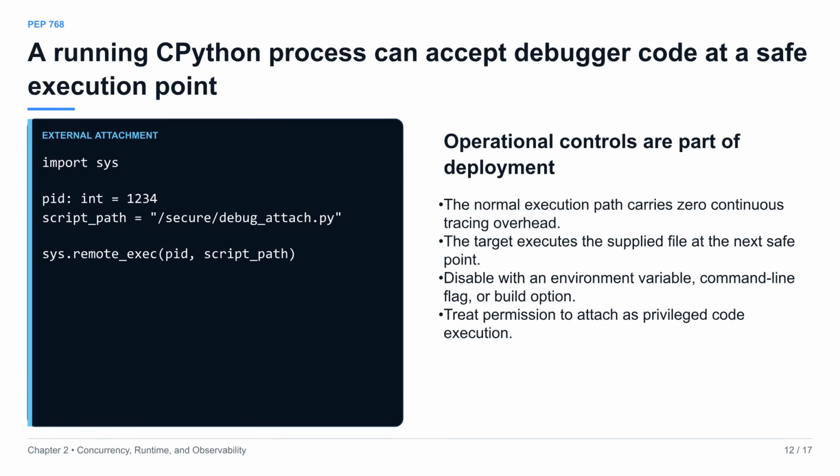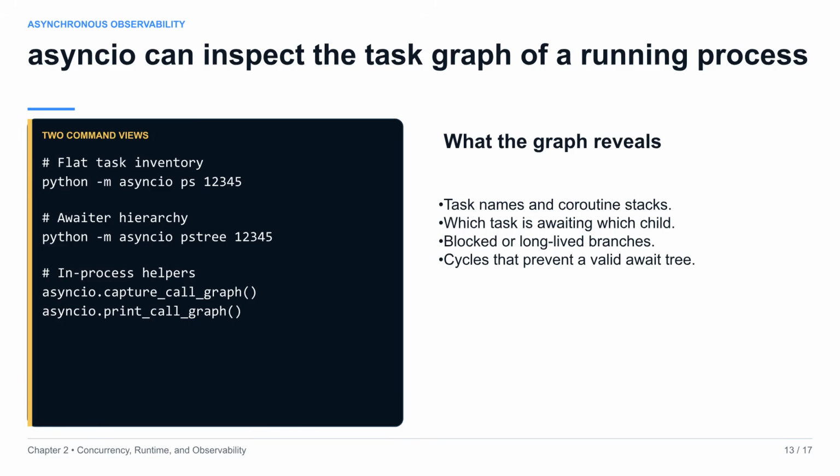Operators can disable it through PYTHON_DISABLE_REMOTE_DEBUG, a command line option, or a configure time build flag. Access to attach should be governed like other privileged debugging facilities, with operating system permissions, audited tooling, trusted script paths, and minimal production exposure. Python 3.14 adds both command line and in-process tools for understanding asynchronous execution.